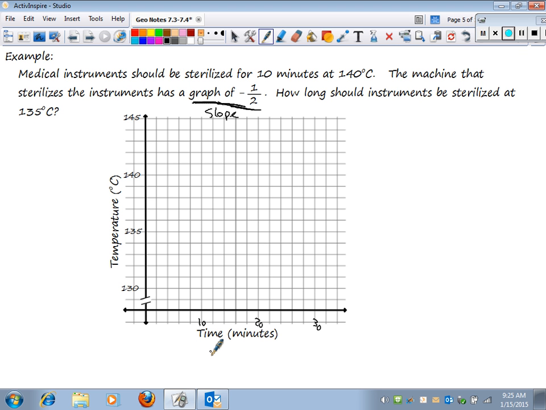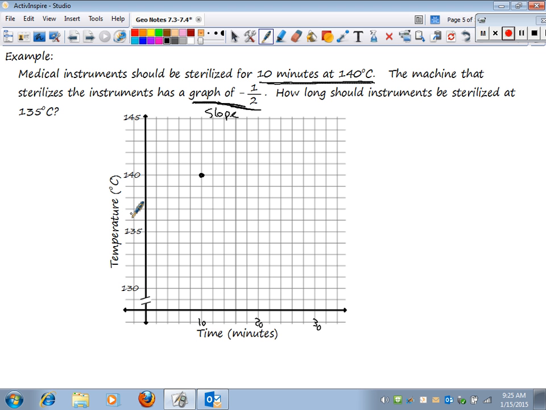How long should instruments be sterilized at 135 degrees Celsius is the question. But the information that we need is up here at the top: 10 minutes, 140 degrees Celsius. Let's find that dot on our graph. 10 minutes, 140 Celsius. Make that dot at that one. At 10 minutes, you've got to have 140 degrees.